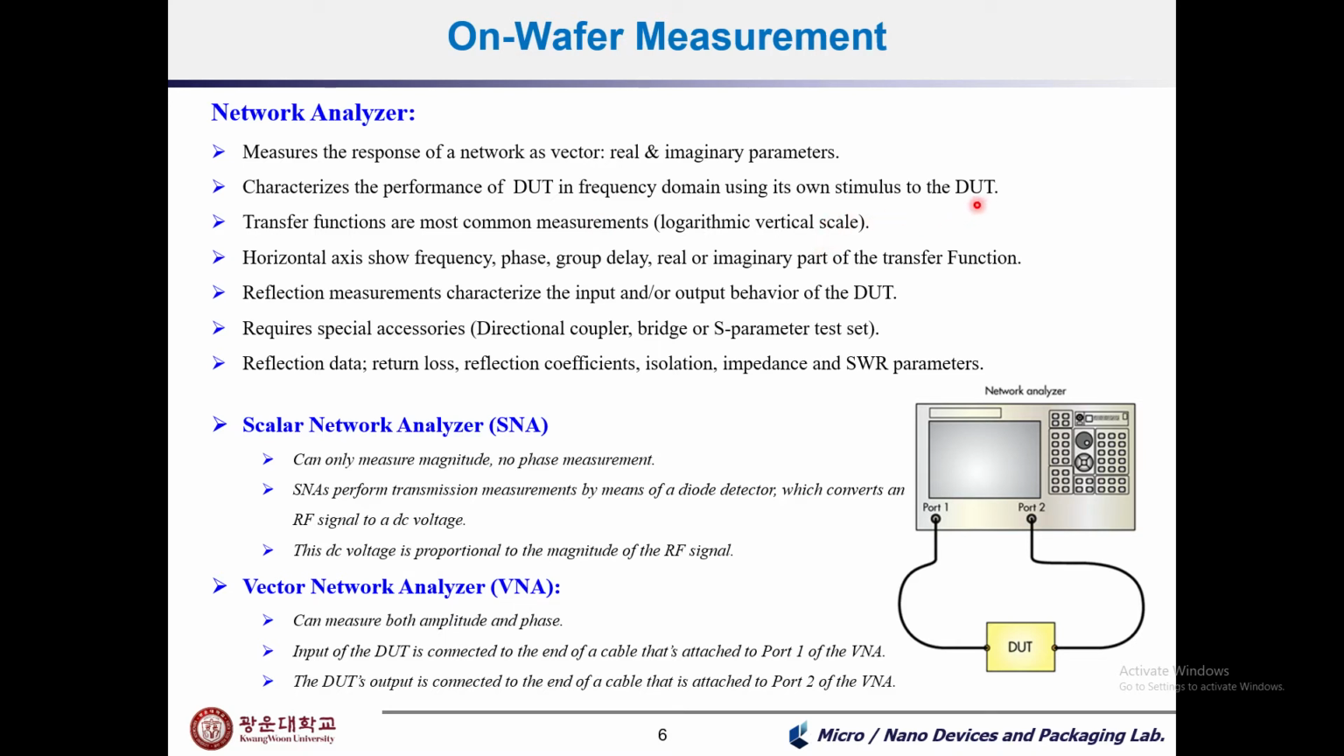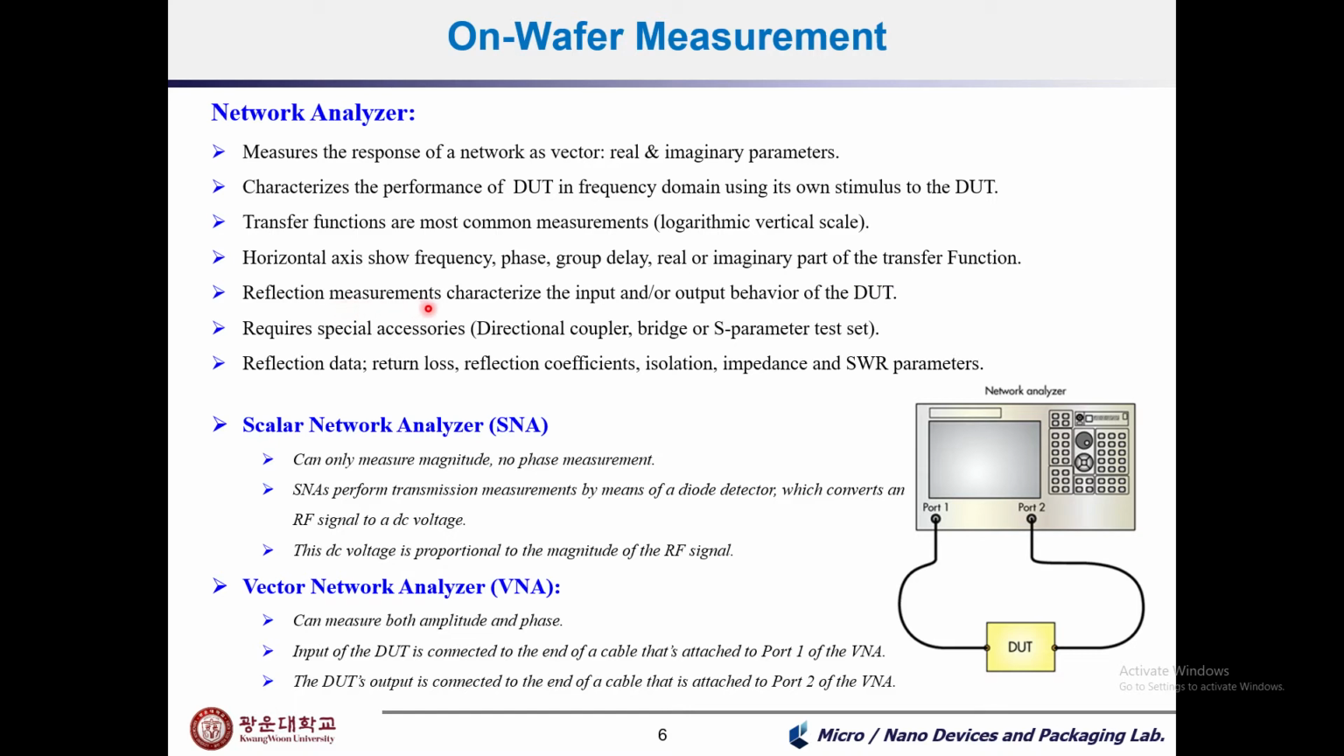So while measuring the device under test, this network analyzer uses its own stimulus, its own signal, which is generated from the signal generator in order to characterize the performance of the device. And the transfer functions are the most common measurements, which are in the logarithmic vertical scale, and the horizontal axis shows different parameters such as frequency, phase, group delay, real or imaginary part of the transfer function.